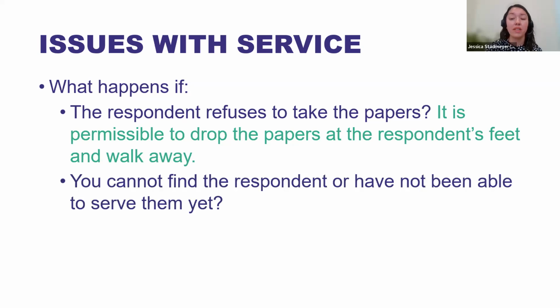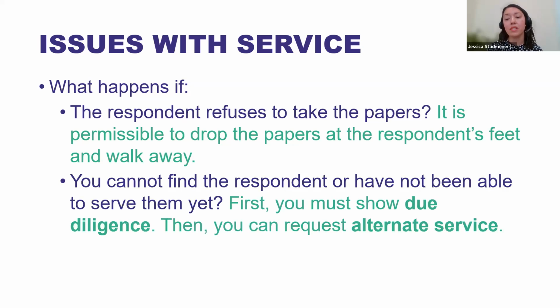What if you cannot find the respondent or have not been able to serve the papers before your first court date? You must first make reasonable attempts to find or serve the respondent. You can give the judge a written list of different ways that you tried to find and serve the other party. These efforts at service are called due diligence. The list should include the ways in which you tried to find the respondent, as well as any dates, times, and places at which you tried to serve the respondent. Places can include a home, place of work, or school.